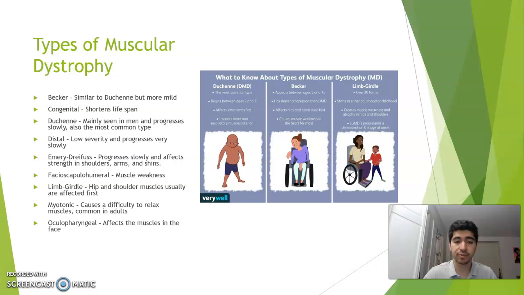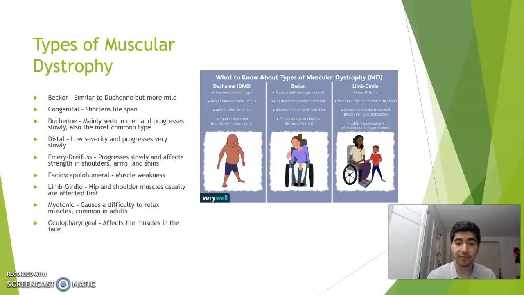We have Emery-Dreifuss, which progresses slowly as well and affects the strength in the shoulders, upper arms, and shins. Then we have facioscapulohumeral, which causes muscle weakness. Limb-girdle, where hip and shoulder muscles usually are affected first. We have myotonic, which causes difficulty relaxing muscles, common in adults. And we have oculopharyngeal, which affects the muscles in the face, which could cause droopiness, almost similar to how you would look after a stroke.